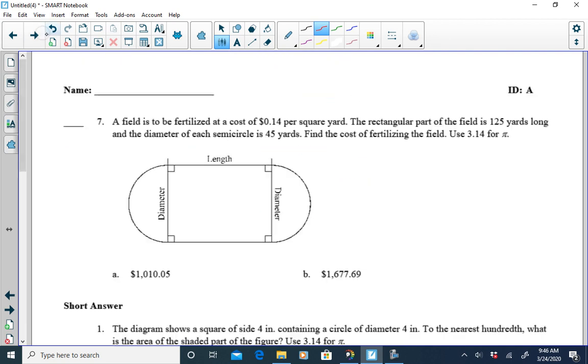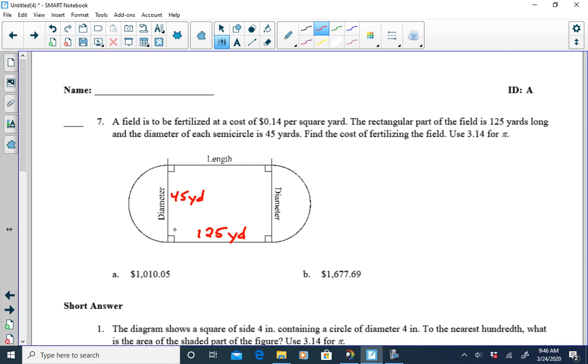All right, question 7 says a field is to be fertilized at a cost of 14 cents per square yard. The rectangular part of the field is 125 yards long, so let's write that in. That's 125 yards long, and the diameter of each semicircle is 45 yards. So we know the diameter of the semicircle is 45, which is also the width of the football field as well. Find the cost of fertilizing the field.